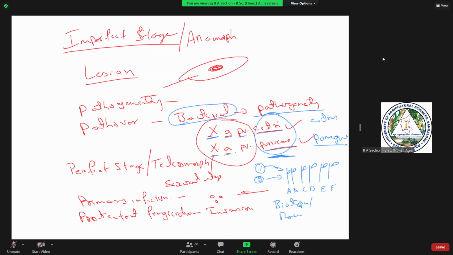Morphologically similar, genetically similar, they differ with respect to biochemical characteristics and infectivity to a particular genotype. I repeat, infectivity to a particular genotype. Then it could be called a biotype, or it could be a race. Okay. I hope I made it clear.